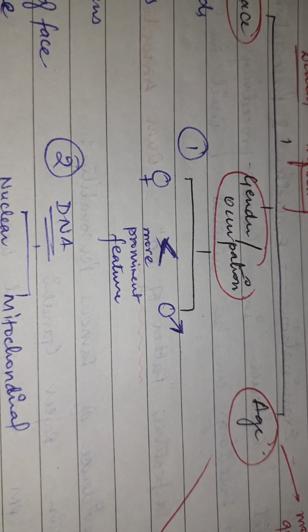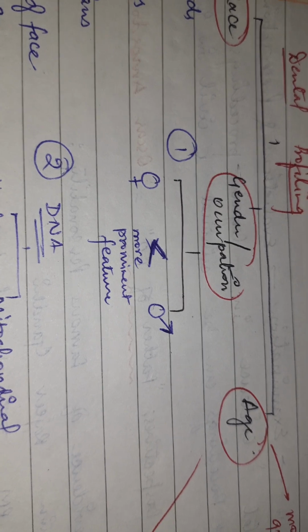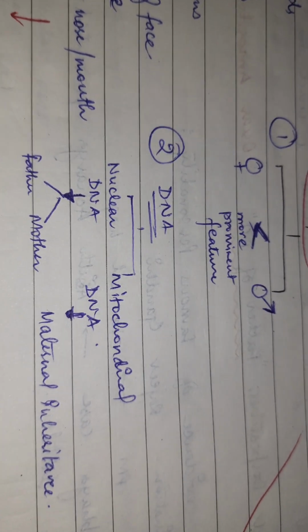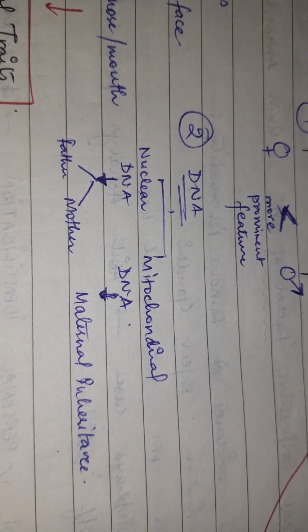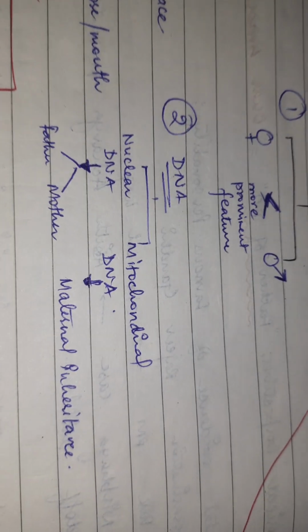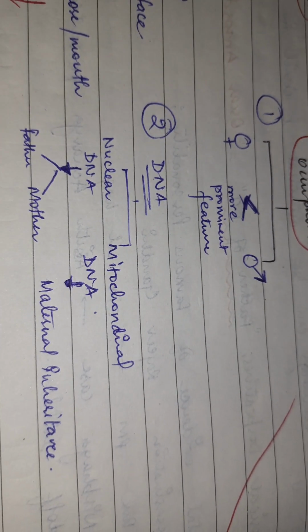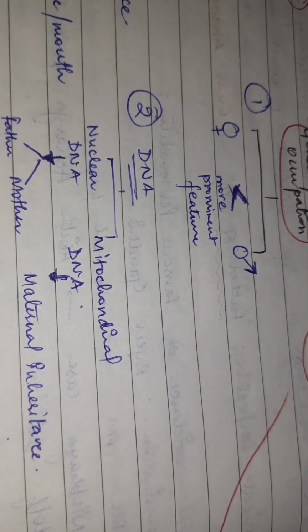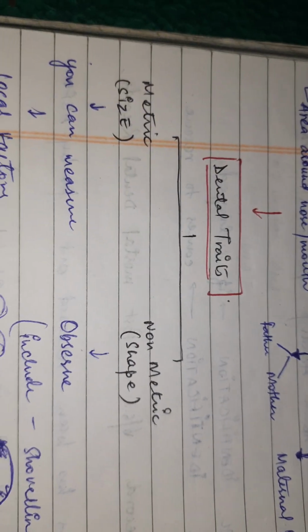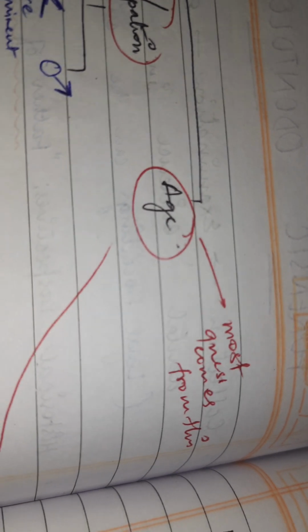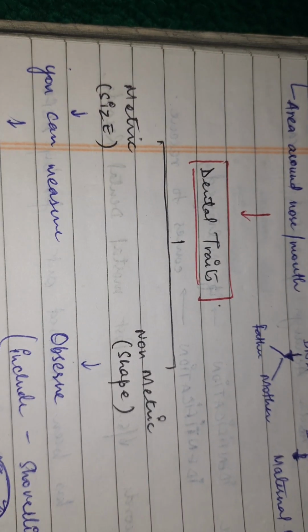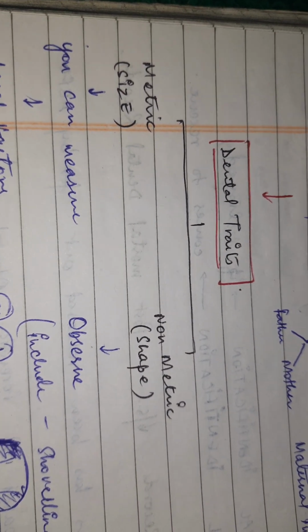Gender or occupation: females have less prominent features and males have more prominent features. DNA: nuclear DNA comes from father and mother, and mitochondrial DNA is present only in maternal inheritance. So we can guess that it is a female if the body has mitochondrial DNA. Then age is the most important topic, and most questions come from it, so we will study it later. And then dental traits are divided into metric and non-metric.